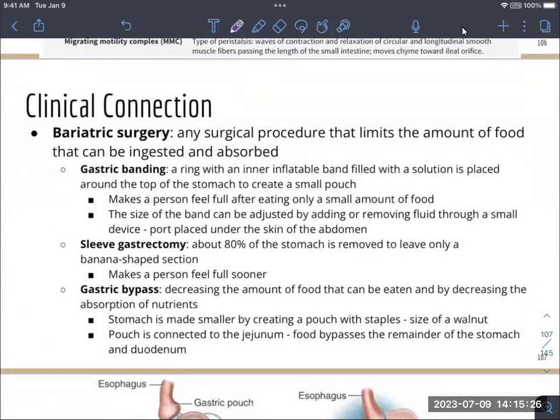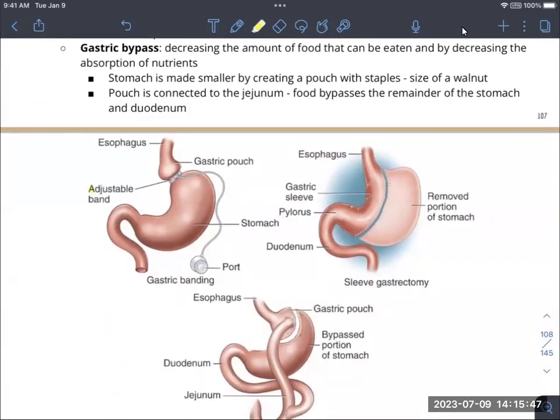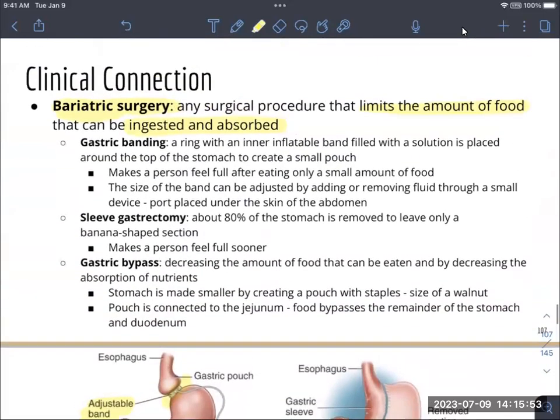Bariatric surgery. Bariatric surgery is a surgery that is supposed to help limit the amount of food that can be ingested and absorbed. There's 3 different ways to do this. Gastric banding. They can put a band at the beginning of that stomach. It helps a person feel full when they've eaten a small amount of food. They can adjust that band. They can remove that band.